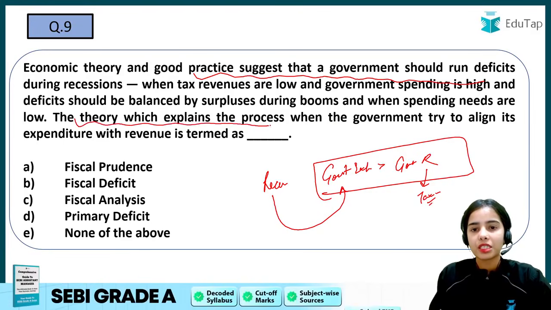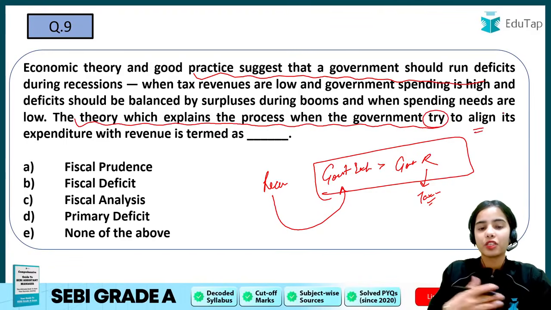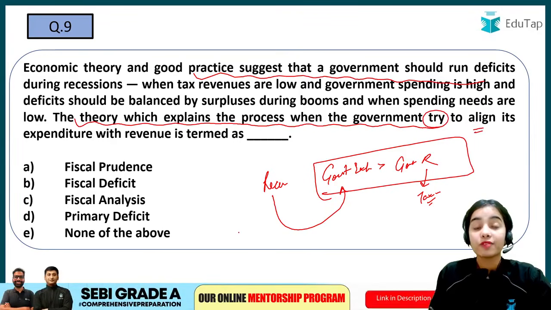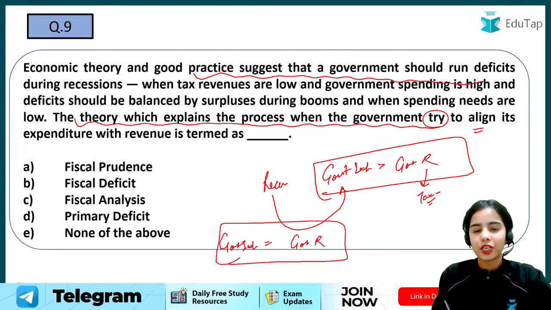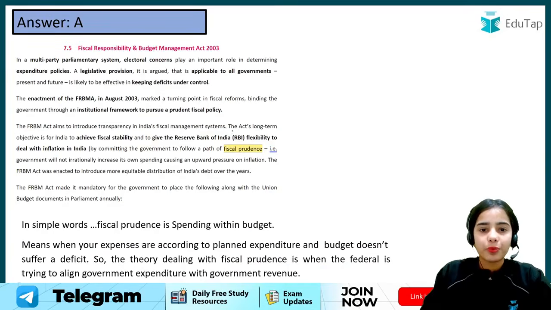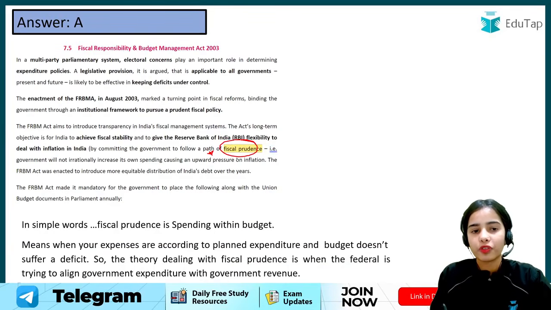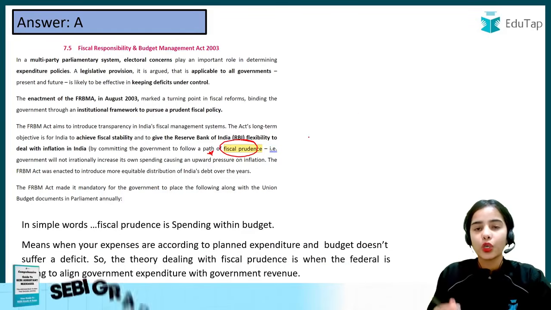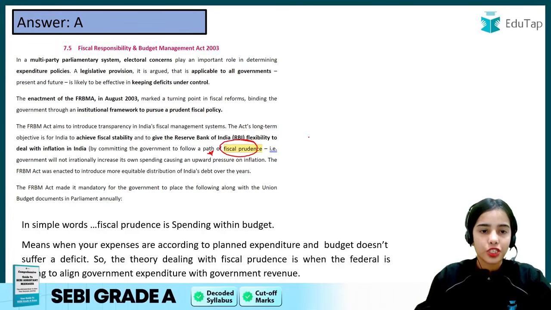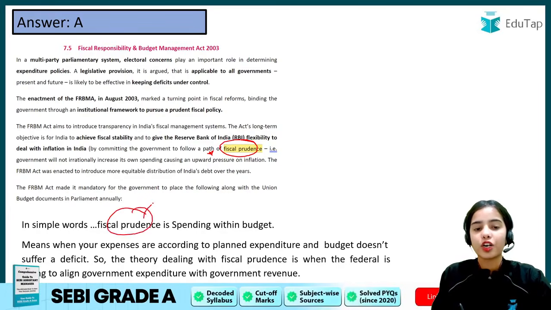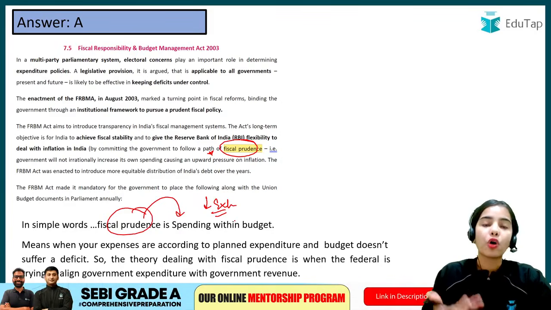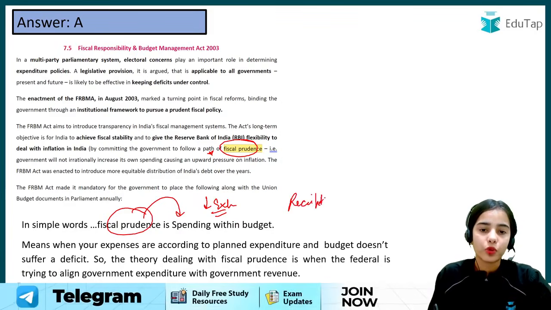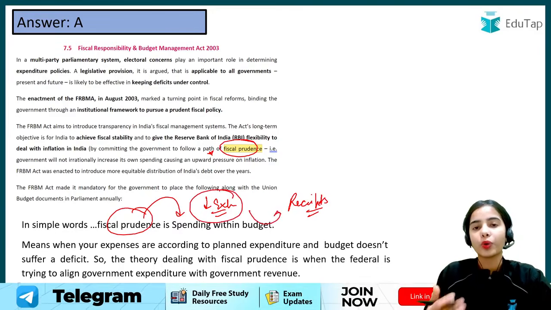Now the theory which explains the process when the government tries to align its expenditure with its revenue is termed as, so when the government is focusing on government expenditure being equal to government revenue, this kind of policy will be called fiscal prudence. The government follows a path of fiscal prudence when it is focusing on not increasing its expenditure irrationally, and on reducing its expenditure so that it is not going beyond its receipts.